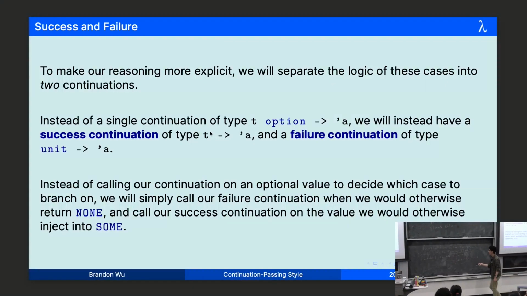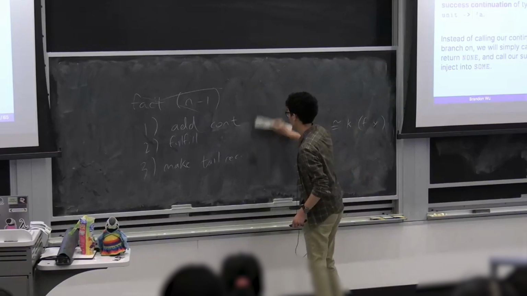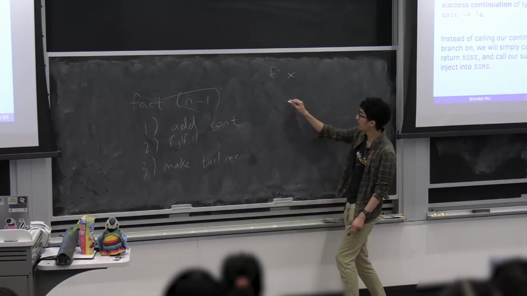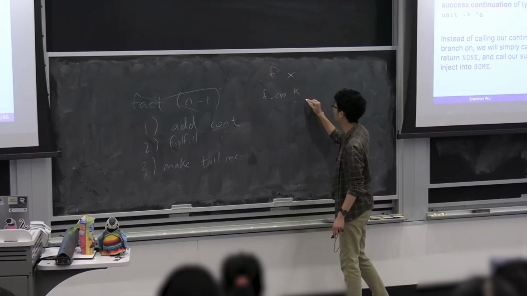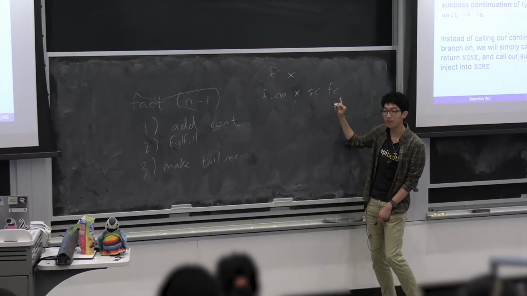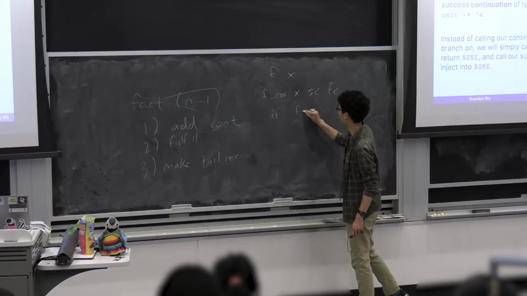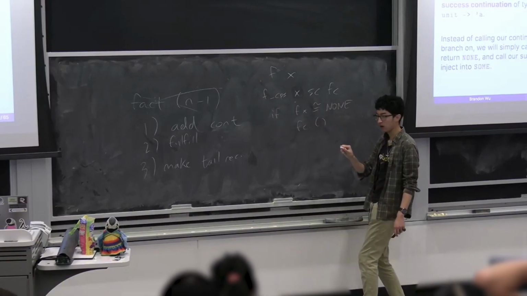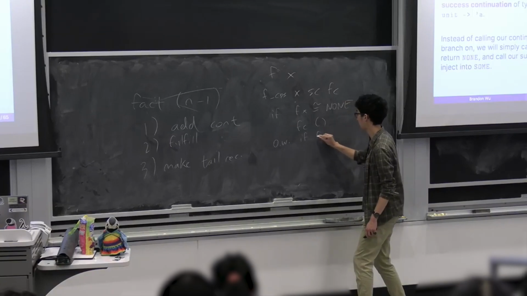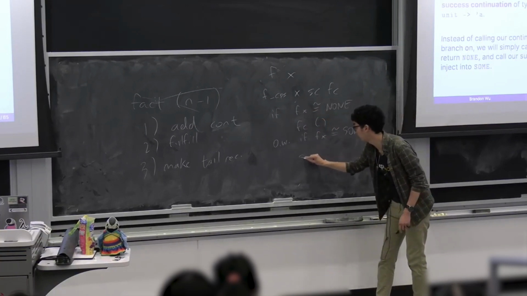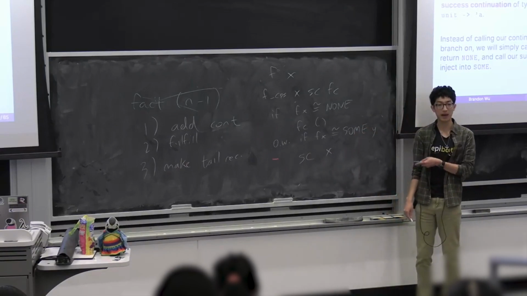And our new pact is going to be this. All right? Our new pact is that for a function f, which returns an option, we're going to have that f CPS of x, and then sc and fc. This is what I call my success continuation and my failure continuation. The pact is that if f x is equivalent to none, then it should evaluate to fc given unit. And otherwise, if f x is equivalent to some y, then this function should evaluate to sc of y. All right, is everyone clear on this new updated pact?